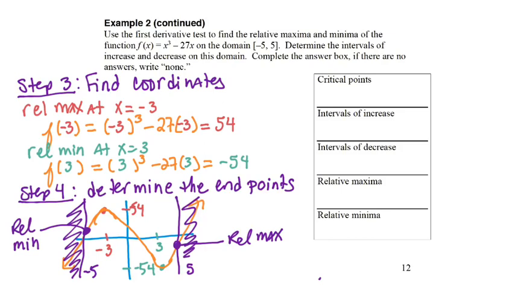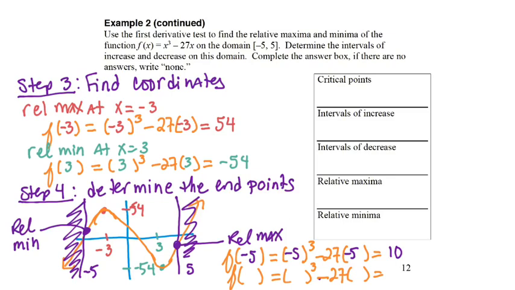So now we need to go ahead and find those coordinates, again, going back to the original function, then negative 5 in x cubed minus 27x is going to give me positive 10. And when I do this all over again for positive 5, I happen to get negative 10. A lot of symmetry between these numbers because of this particular problem. That doesn't always happen.